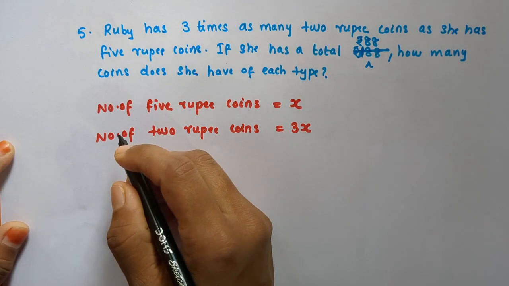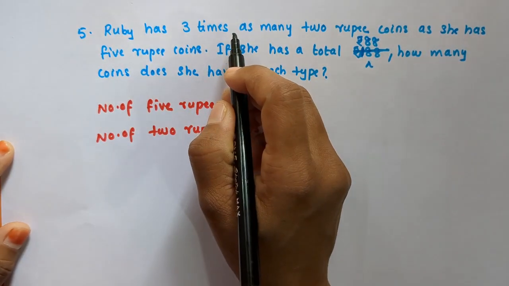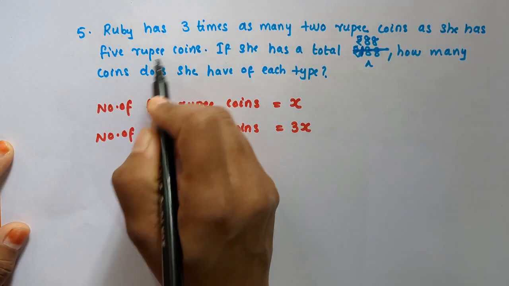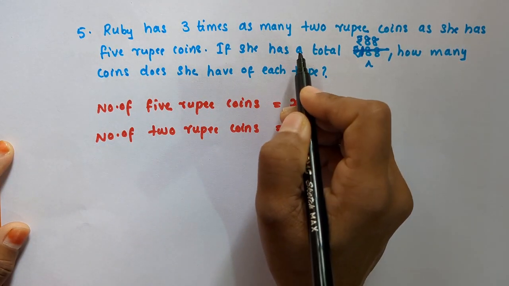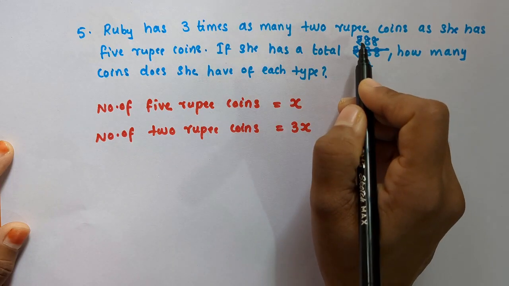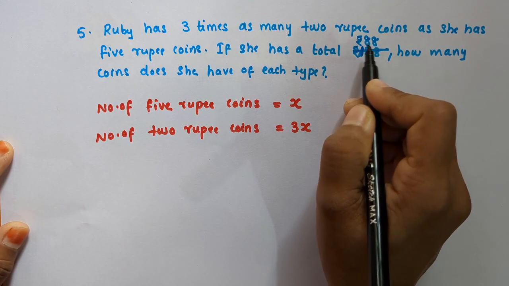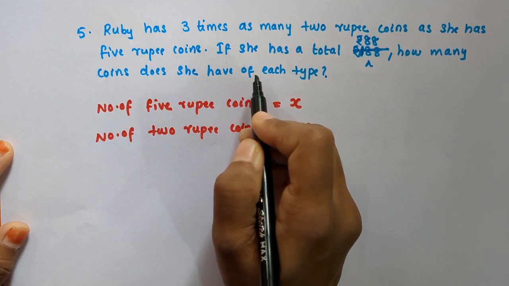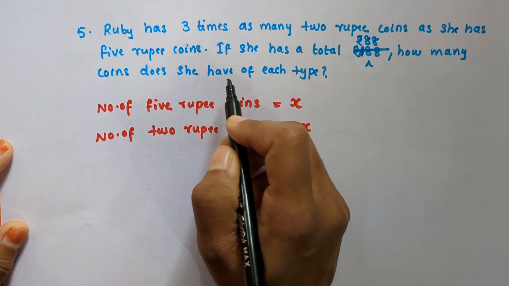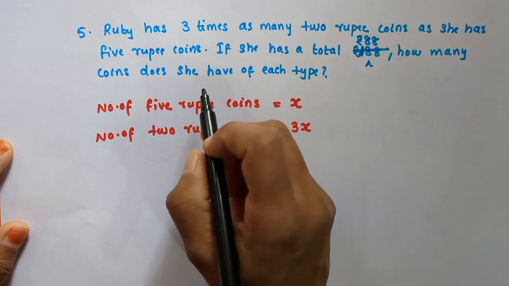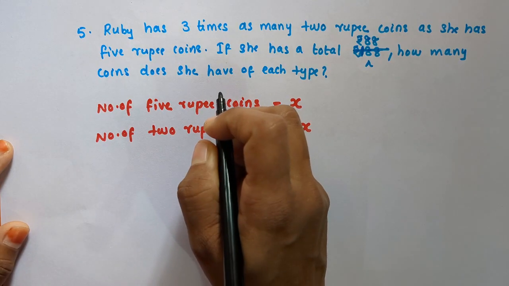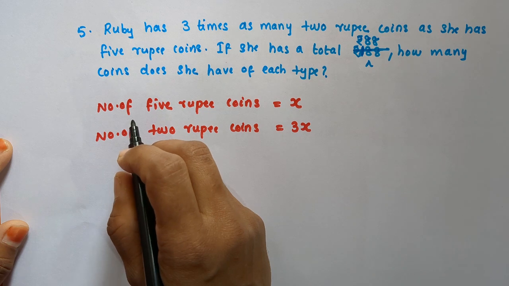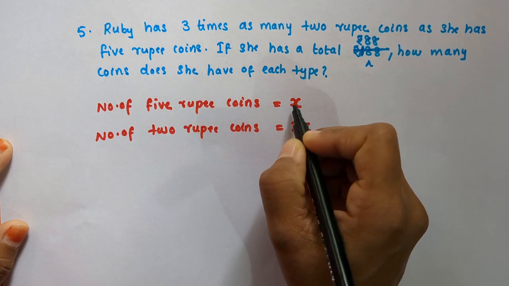Now the fifth question is, Ruby has 3 times as many 2 rupee coins as she has 5 rupee coins. If she has a total of rupees 88, how many coins does she have of each type? That is, we want to find the number of 5 rupee coins and the number of 2 rupee coins. So let the number of 5 rupee coins be x.